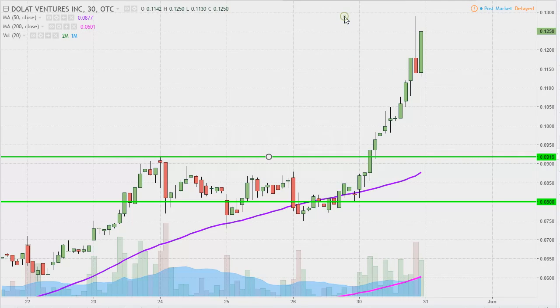So 0.092 was a level of resistance going into today, but now that the price is above it, this would be considered an area of support.